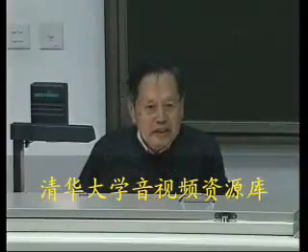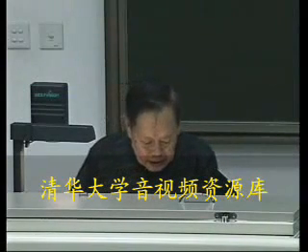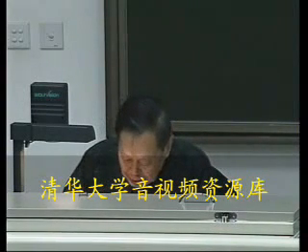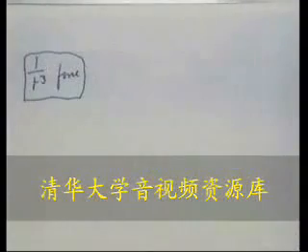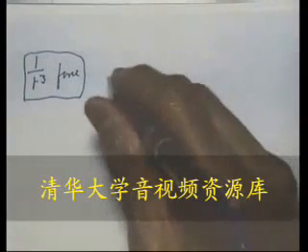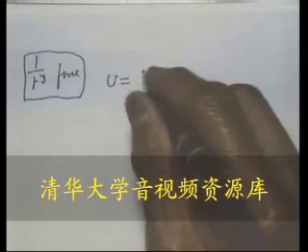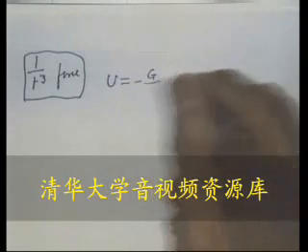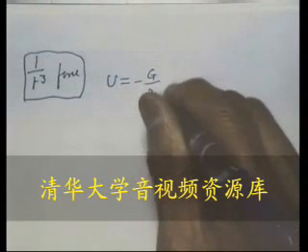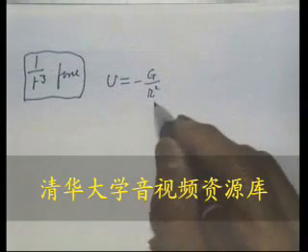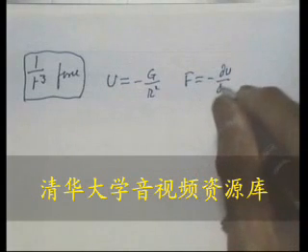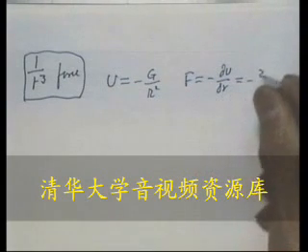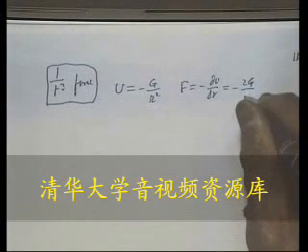We have discussed in detail the case of the 1 over r squared. How about, let's say, 1 over r cubed force? In that case, the potential energy is not 1 over r, but 1 over r squared. Because if you take the derivative of this, the force is minus du dr, and that's equal to minus 2g over r cubed.